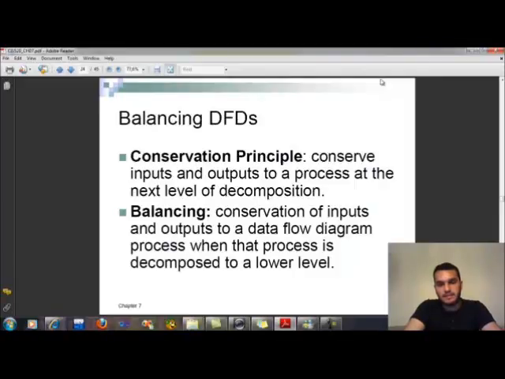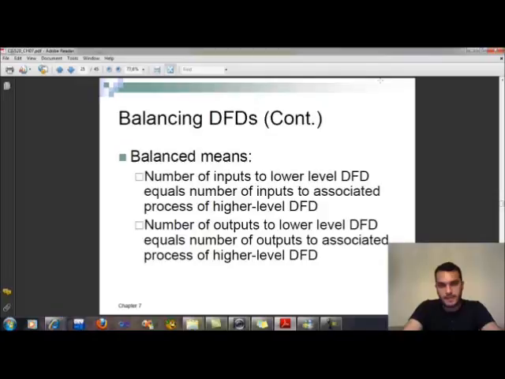Decomposition and balancing is the conversion of input and output to a data flow diagram process when that process is decomposed to a lower level. And balancing DFDs: balanced means the number of inputs to the lower level DFD equals the number of inputs to the associated process of the higher level DFD, and the number of outputs to the lower level DFD equals the number of outputs to the associated process of the higher level DFD.